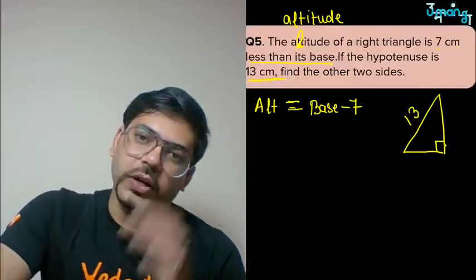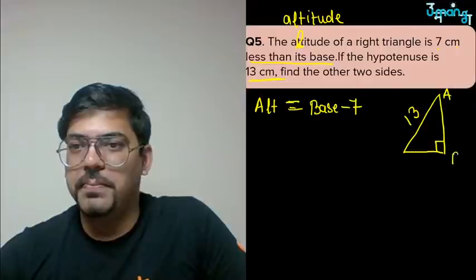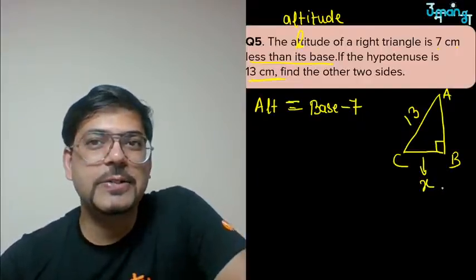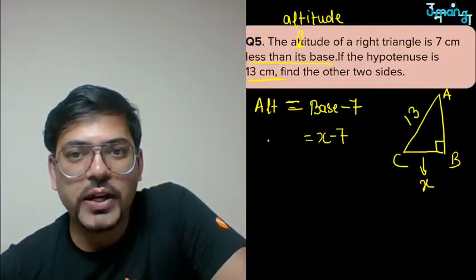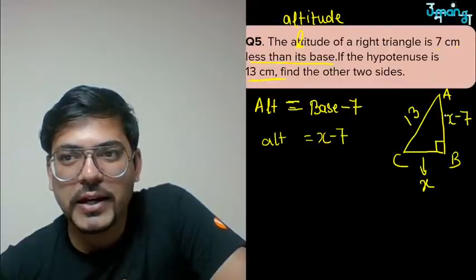So if this is 13, what will the other 2 sides be? I don't know, so I assume this as A, B, C. Base, can I just assume base as x? So if my base is x, what will the altitude become? Altitude will become x minus 7. Does this make sense?